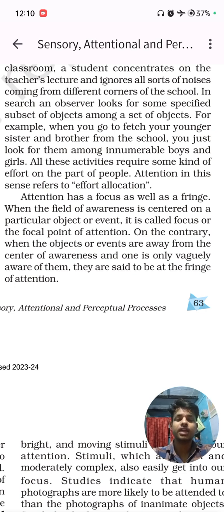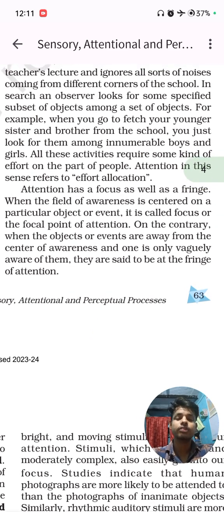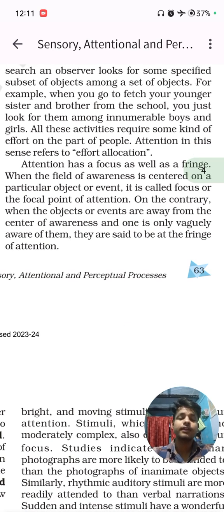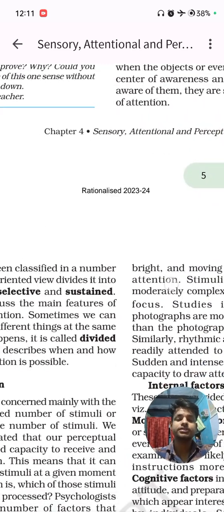innumerable boys and girls. All these activities require some kind of effort on the part of the person. Attention in this sense refers to effort allocation. Attention has a focus as well as a fringe. When the field of awareness is concentrated on a particular object or event, it is called the focus. On the contrary, when objects or events are away from the center of awareness, and one is only vaguely aware of them, they are said to be at the fringe of attention.